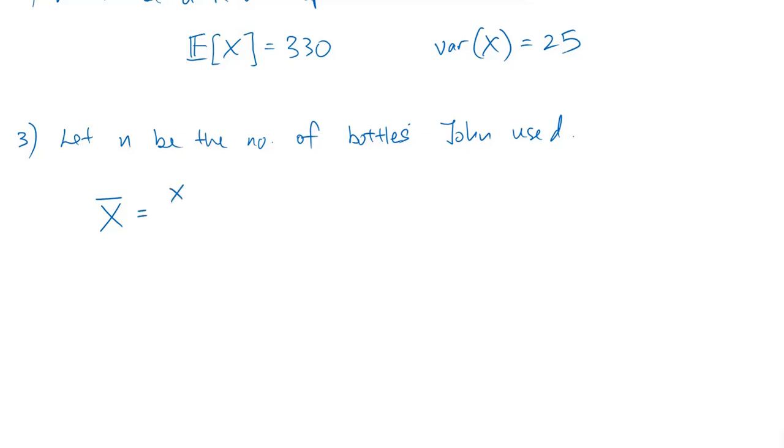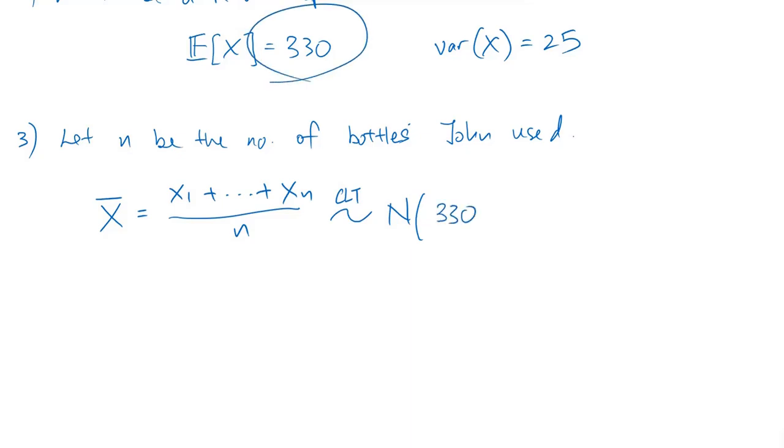So we define this to be X1 plus until Xn, divided by n. For this example, let's assume that n is sufficiently large, so we can assume that it is a normal distribution by CLT. It's an approximation. The mean will be 330, the same as the single variable version. The variance, if you recall from the previous video, I can simply divide by n, the number of times I repeat the experiment. So this is my theoretical distribution. This is how my result should behave according to this normal distribution.